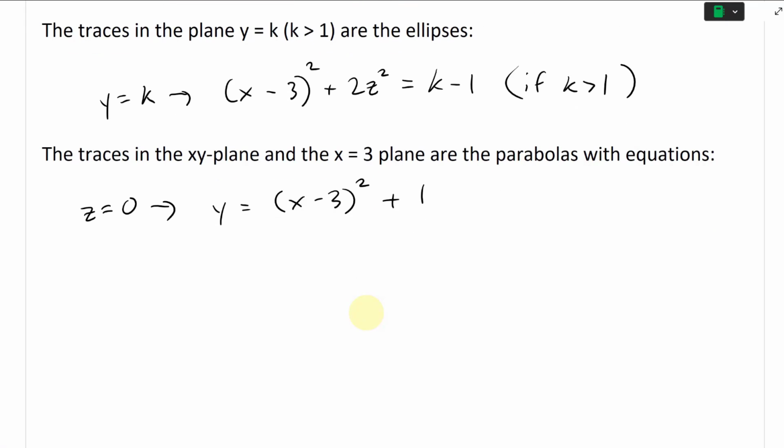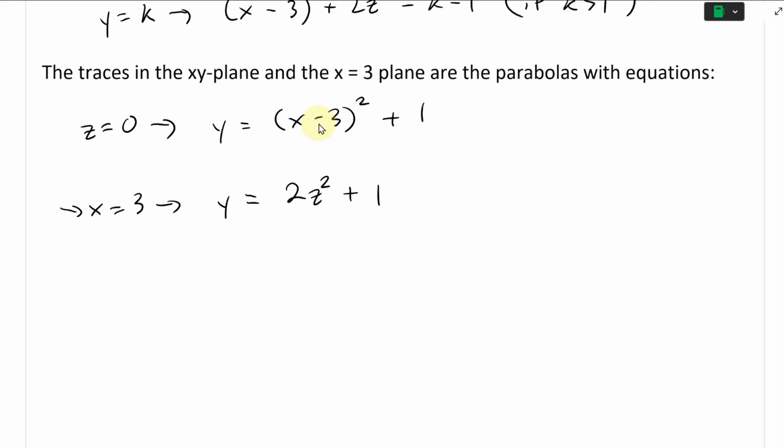And then the x equals 3 plane, the reason is that this is shifted. So if x equals 3, this vanishes to 0, and similarly, moving the 1 over, y equals 2z squared plus 1. So again, shifted there. This is the vertical parabola, where this is the z, and this is the horizontal parabola. Again, all shifted by 1, and also shifted by 3 on the x-axis. We can see that because this is the x equals 3 plane.